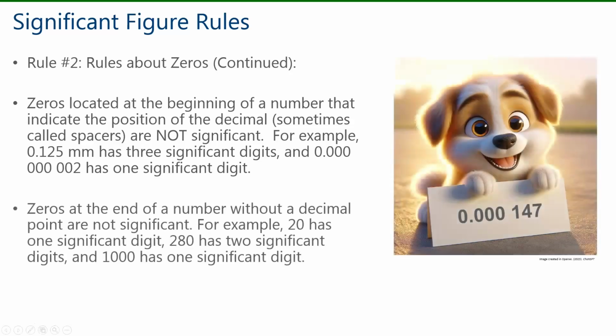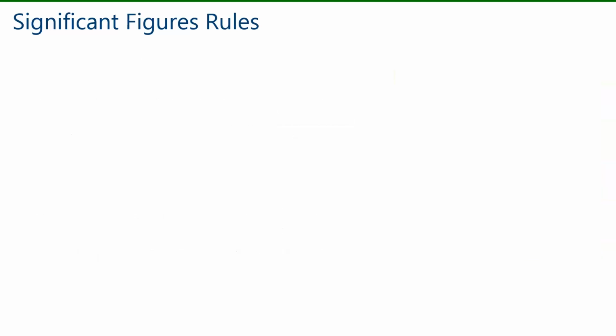Zeros at the end of a number without a decimal point are also not significant. For example, 20 has only one significant digit. 280 has two significant digits, and 1,000 has one significant digit.